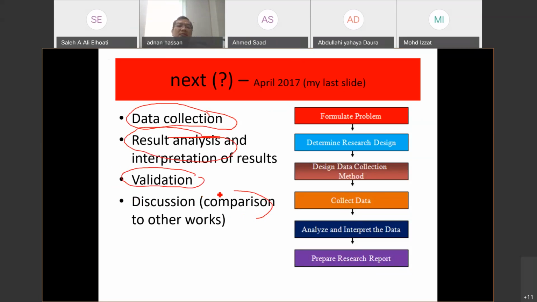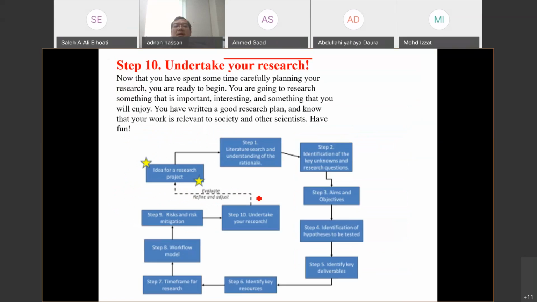For example, if you are doing good research, you need to compare with other works, if possible. For a master project, it is good if you can compare with previous work. But again, you need to confirm with your supervisor whether there is a need to do that, because you are doing a master by project, which has limited time.